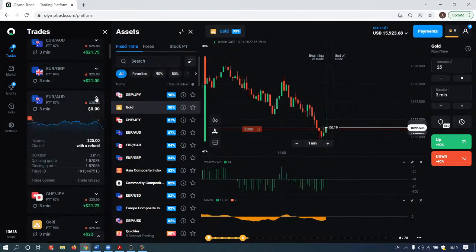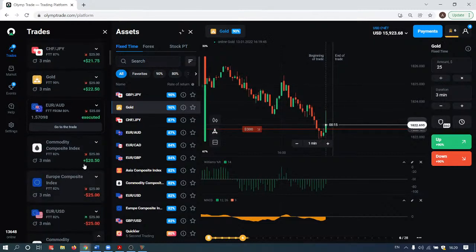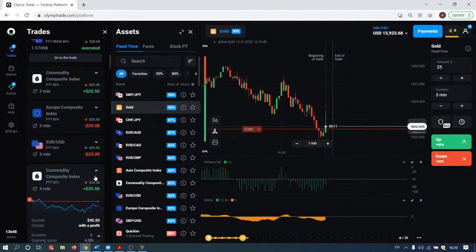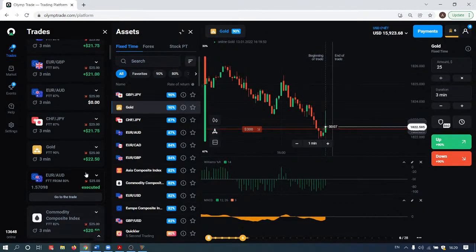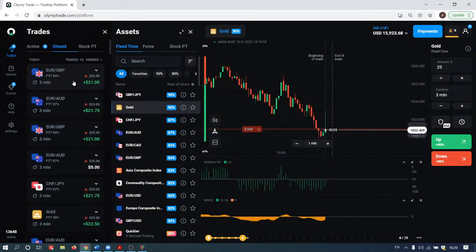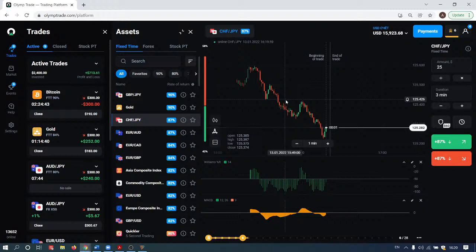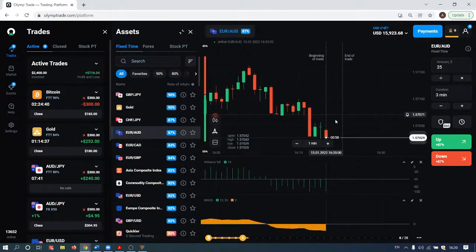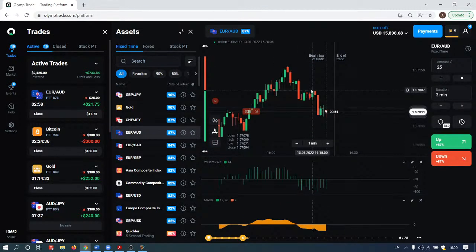Oh wow, it closed with a refund. I was hoping it would close. Well, anyways, I've just had one winning trade, two losing trades, and then 1, 2, 3, 4, 5, 6 winning trades. Wow, what a nice sequence. So guys, sometimes anything can happen on the markets, and sometimes you can have many winning trades.